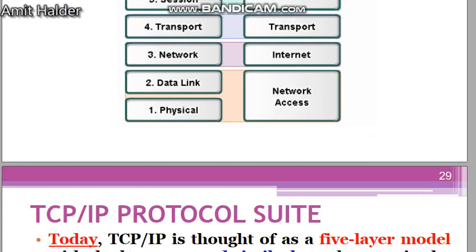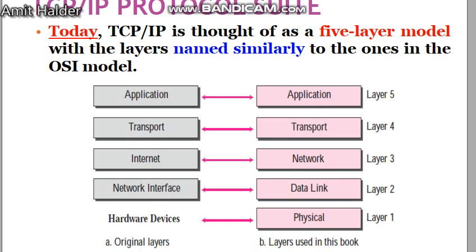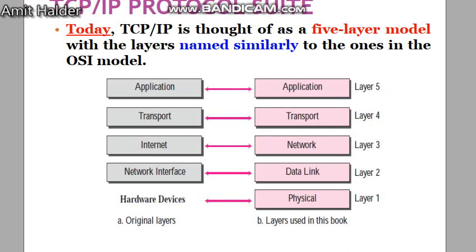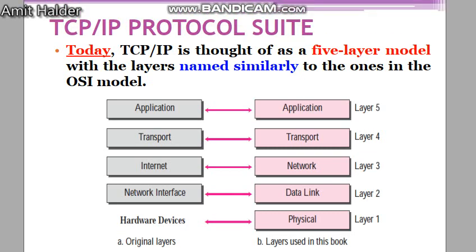Now there is a TCP protocol suite. Today TCP/IP is taught as a 5-layer model. As you can see, there is a 5-layer model with the layers named similarly to the ones in the OSI model. The original layers are the hardware device, network interface, internet, transport, and application. Just the hardware devices are made to be the physical and data link layers. That means the network access layer has been split into the data link and physical layers, because we want to understand the hardware devices and network interface through the eye of the OSI model system.